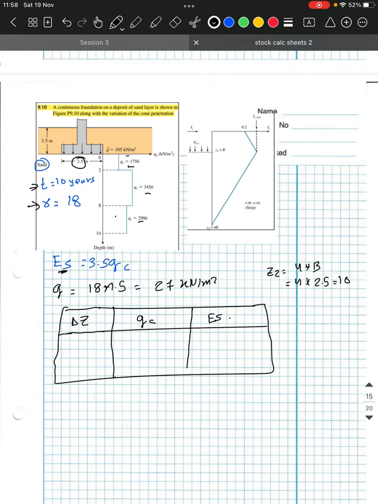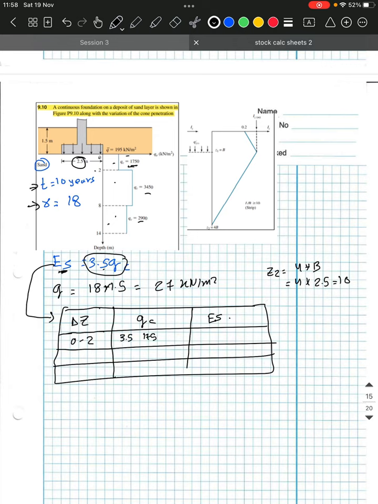We have qc, and Es through the transformation of this formula. We have three depths to consider because we have three zones of qc. First from 0 to 2, it's 3.5 times qc, so 3.5 times 1750, which equals 6125. From 2 to 8, we have 3.5 times 3450, which equals 12,075.